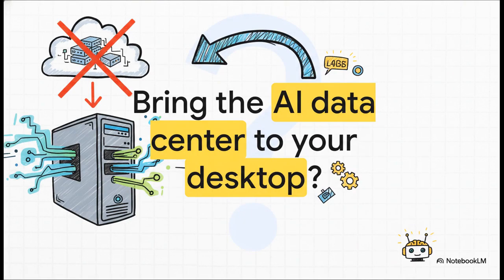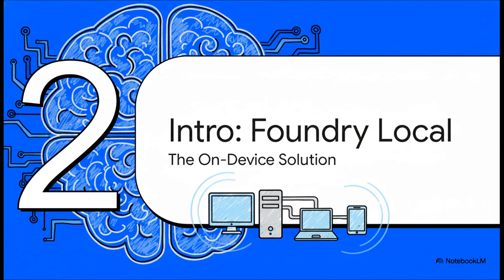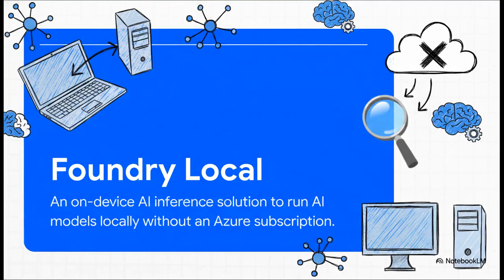Okay, but what if we could just flip this whole thing on its head? What if instead of sending your data out to some giant data center, you could bring the AI data center to your desktop? Bring the model to your data right on your own machine. Well, that is exactly the promise behind this new tool from Microsoft called Foundry Local. It's designed to tackle these exact problems we've been talking about by completely rethinking where the AI number crunching actually happens.